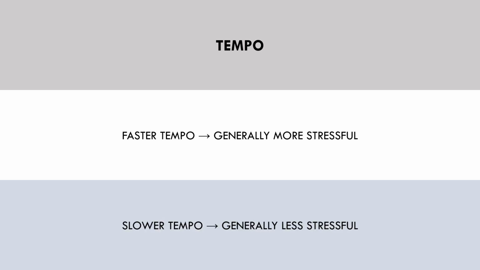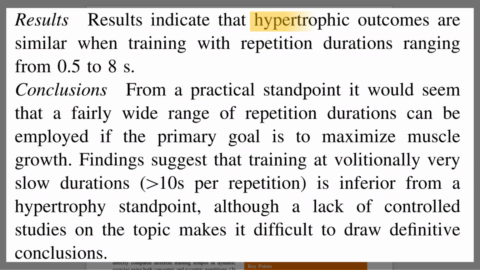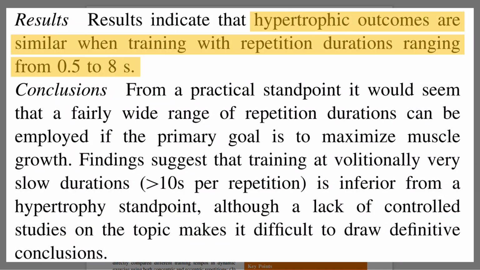Therefore, trainees may find that a slower tempo reduces the pain response while a faster tempo may irritate the injury. This may be due to the slower tempo itself, or maybe because it allows trainees to lift with a lighter load compared with a faster tempo. This meta-analysis explored the effects of repetition duration on muscle growth. It was concluded that repetitions performed for a duration ranging between 0.5 to 8 seconds had no significant difference on hypertrophy outcomes when sets are taken close to failure.